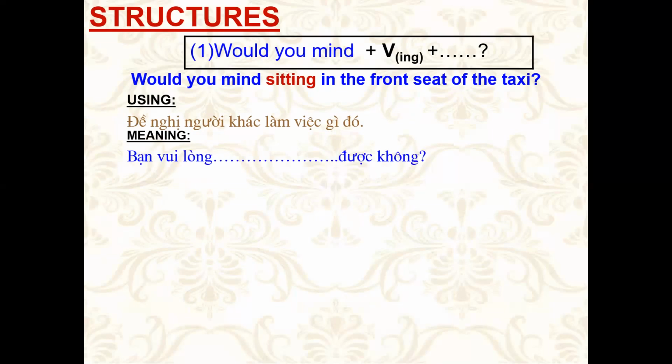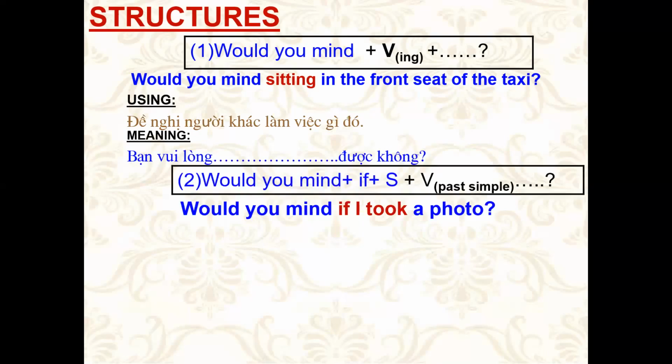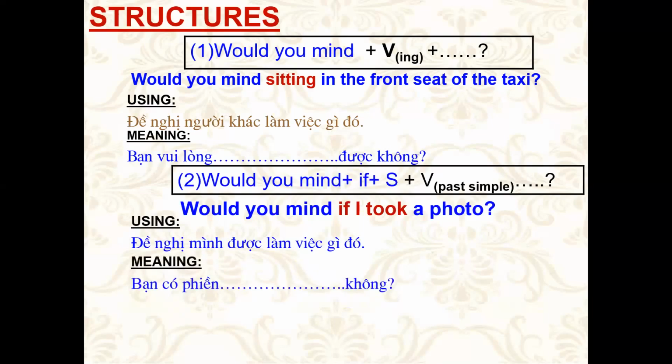Chúng ta tiếp tục có câu mẫu. Would you mind if I took a photo? Tương tự như cấu trúc đầu tiên, cô muốn các bạn chú ý đến những từ màu đỏ. Từ đấy, chúng ta viết được cấu trúc như sau. Would you mind cộng if cộng chủ ngữ cộng động từ ở dạng quá khứ. Cấu trúc này dùng để đề nghị mình được làm việc gì đó. Khi dịch ra tiếng Việt sẽ được dịch như sau. Bạn có phiền ... không?